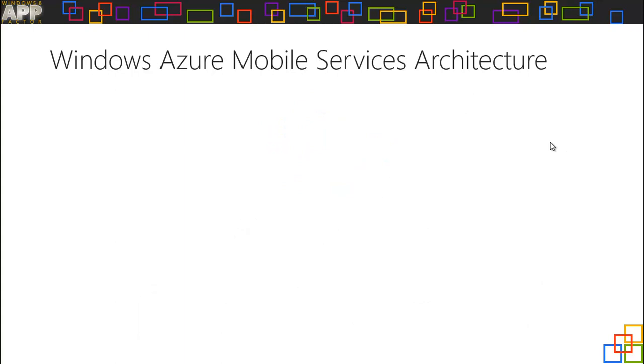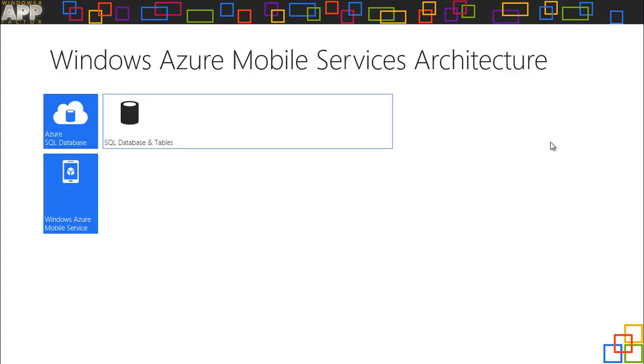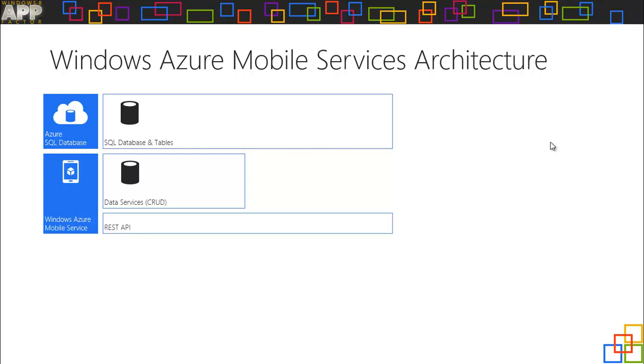When you create a Windows Azure Mobile Service, you're actually creating a set of services that are hosted by Microsoft up in our Azure data centers. And along with that, you're going to get an Azure SQL database, and in there are the tables that store the data for your service. But rather than connecting directly to that database, Azure Mobile Services provides a set of data services to perform the create, read, update, and delete operations against those tables, and it exposes those services through a RESTful API that's fully documented and consumable over HTTP.